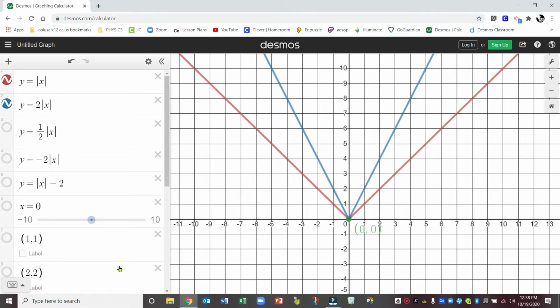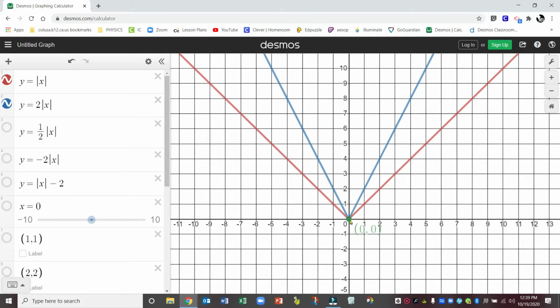The difference is it seems that the blue graph is narrower. And what that's actually called mathematically is it's experiencing a vertical stretch. So on the red graph, we would go over 1 and up 1.